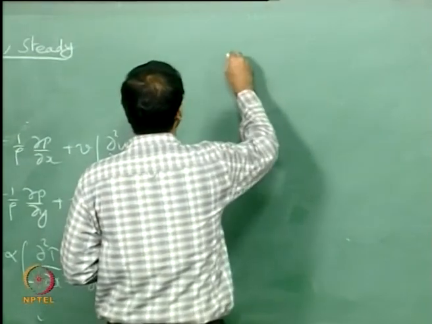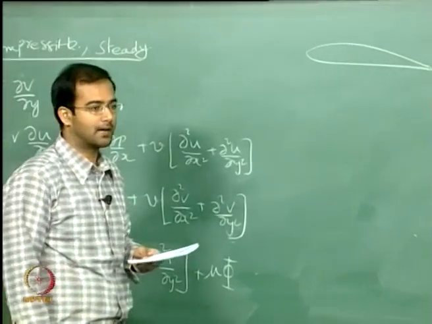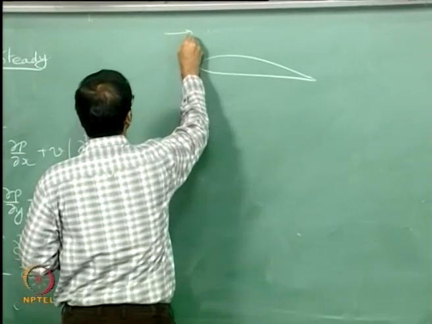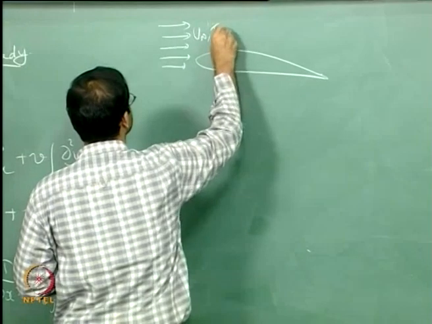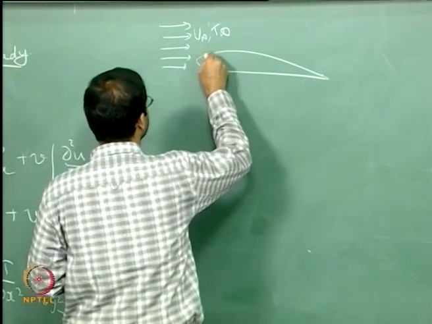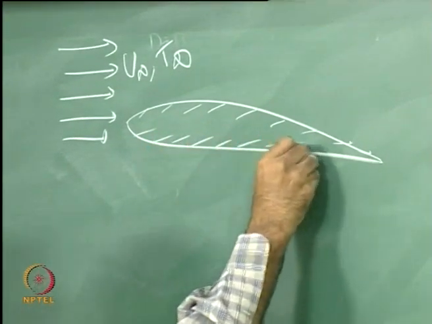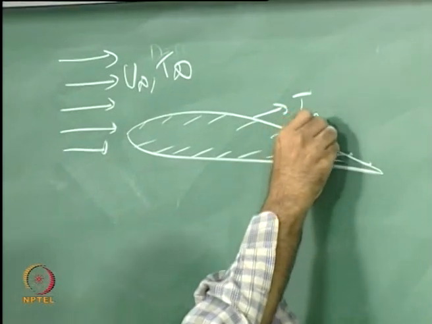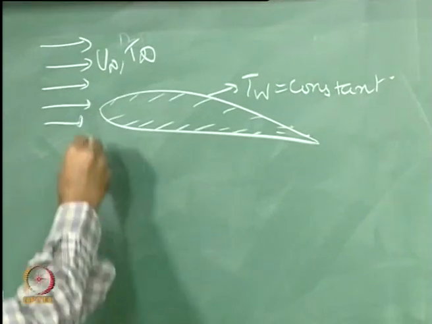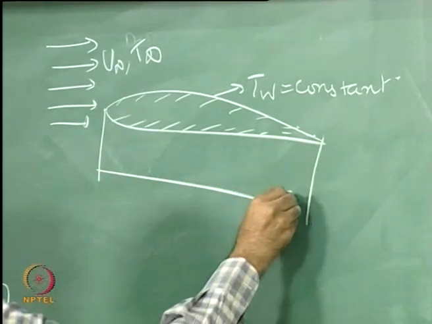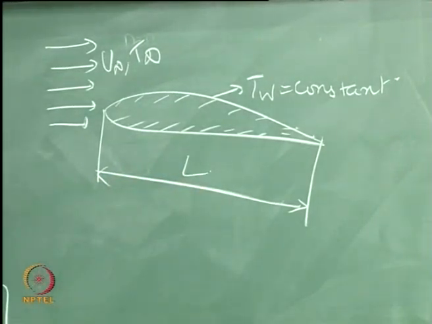Suppose you take any flow, say past an airfoil or past a flat plate. You have your free stream, which is described by your free stream velocity and temperature, and you can also maintain the surface of the airfoil at an isothermal condition such that your T wall is constant. And let us say the characteristic dimension of this particular airfoil is given by the chord length, which is L.